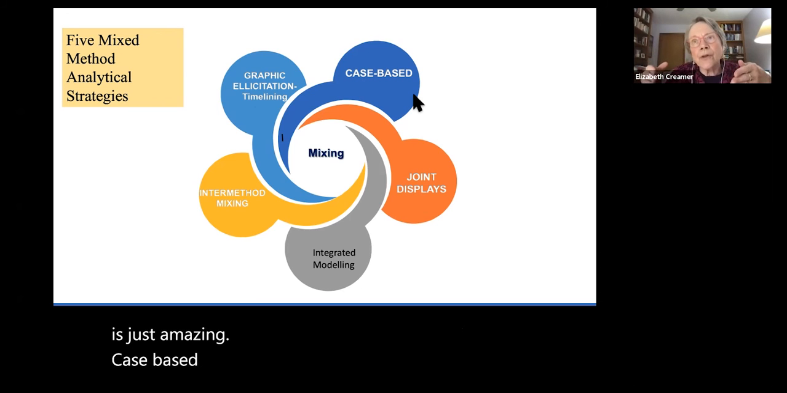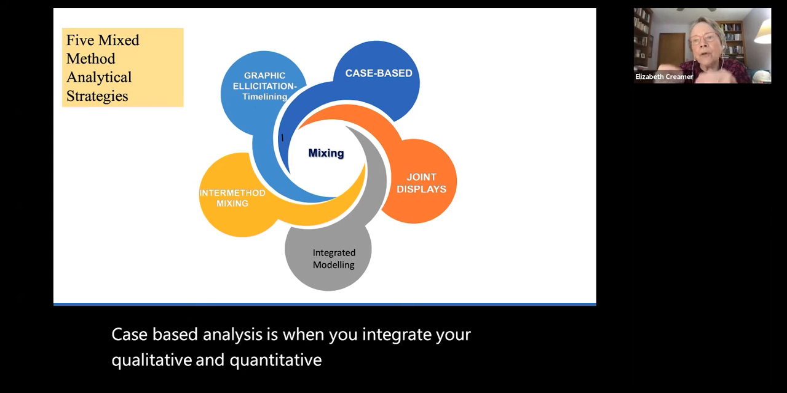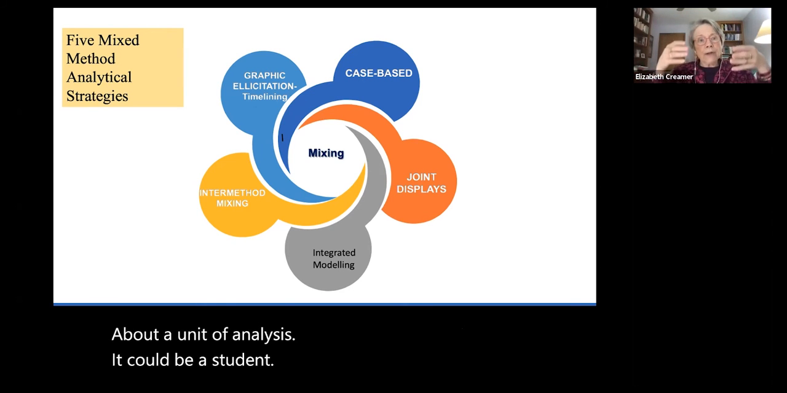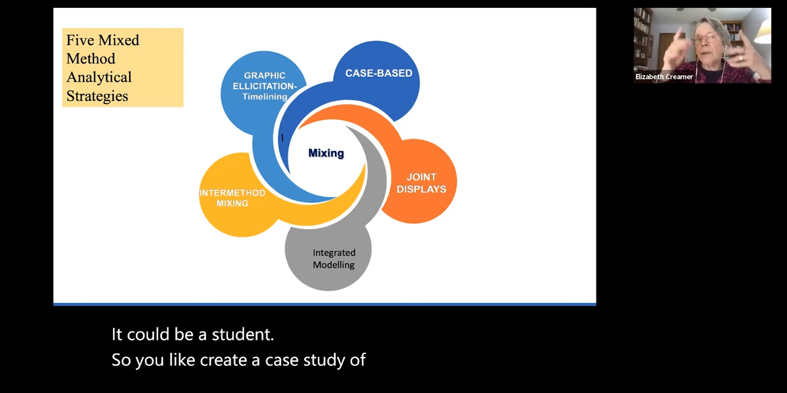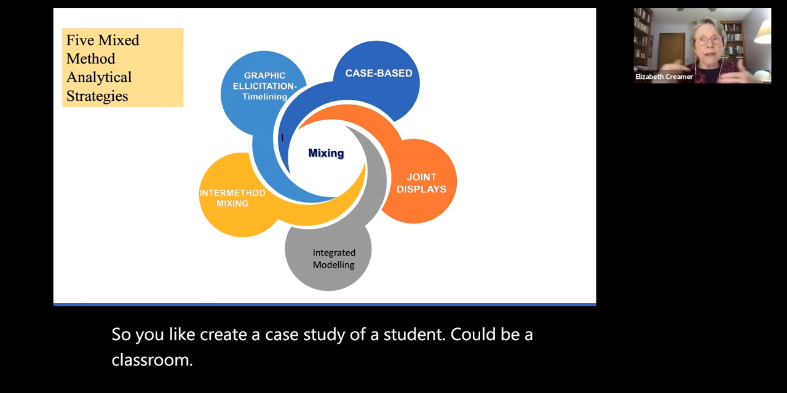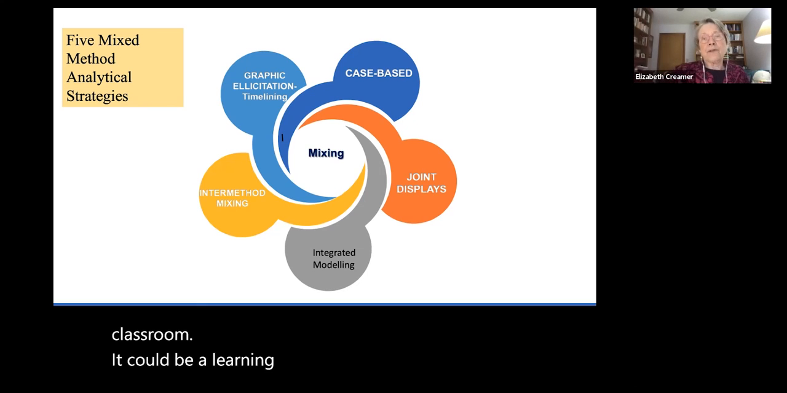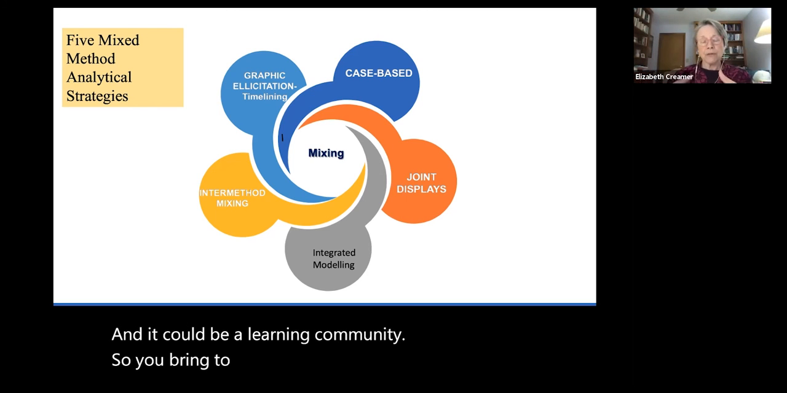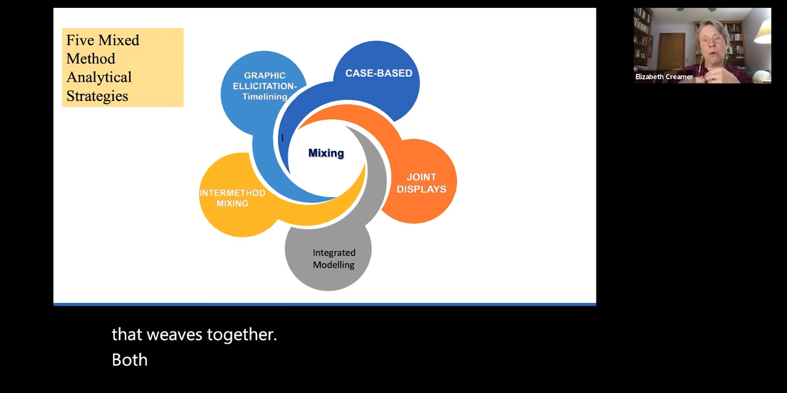Case-based analysis is when you integrate your qualitative and quantitative data about a unit of analysis. It could be a student, so you create a case study of a student. Could be a classroom. It could be a learning strategy. It could be a school. It could be a learning community. So you create a narrative profile usually that weaves together both your qualitative and your quantitative data into a whole. And then you do a comparison.